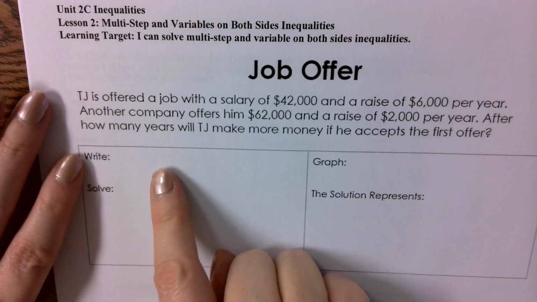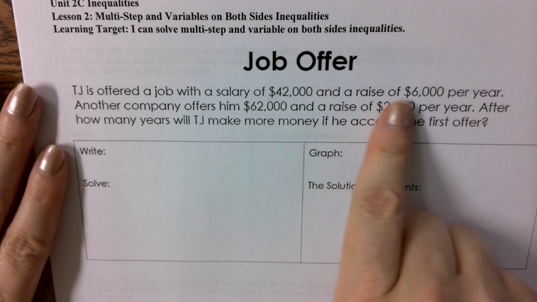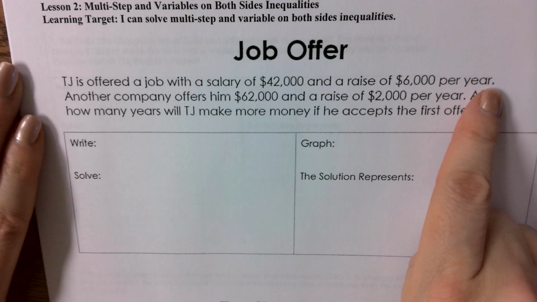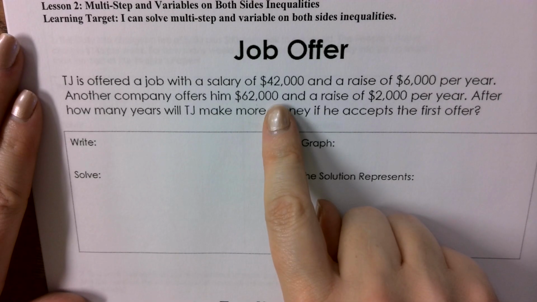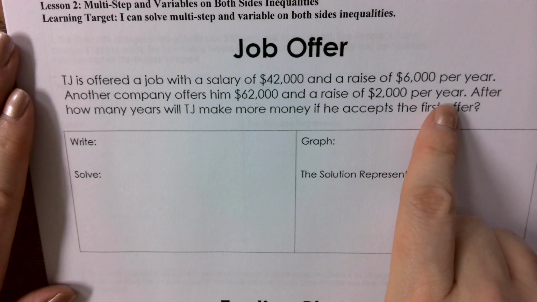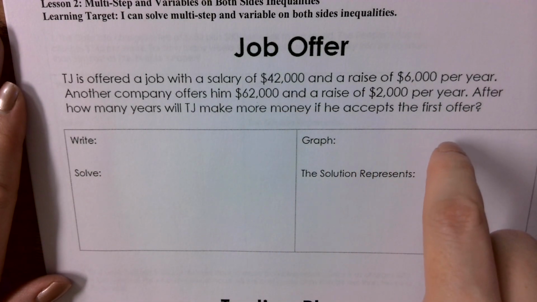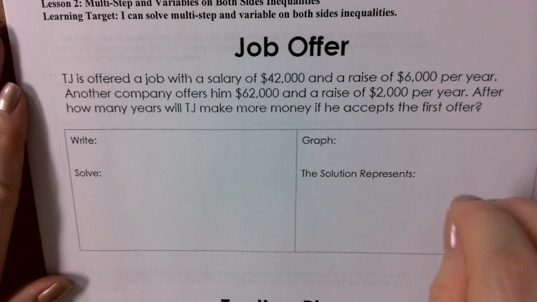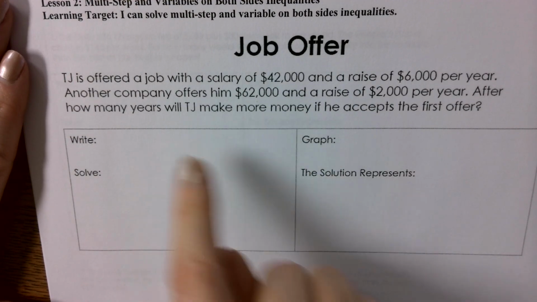So taking a look here, we have TJ has a salary of $42,000 and a raise of $6,000 per year for one job offer. Another company is going to give him $62,000 for his salary, and he gets a raise of $2,000 per year. So we want to know after how many years is TJ going to make more money if he accepts the first offer. Okay, so we want to know at what point is the first offer greater than the second offer. Making more money means it would have to be greater.